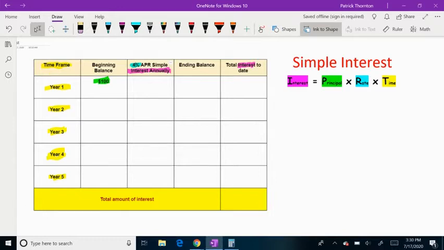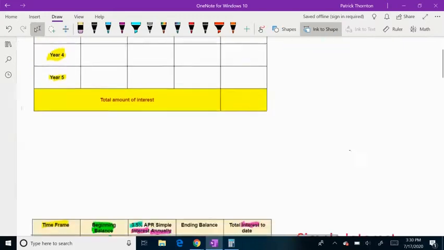All right, right now what I'm going to go over is briefly go over simple interest.